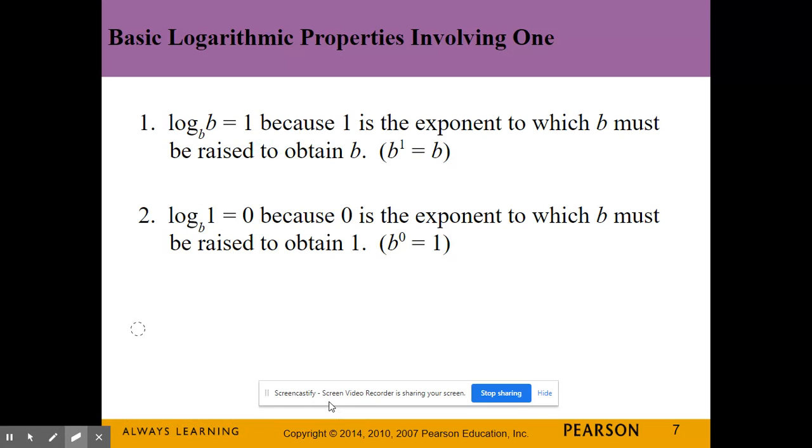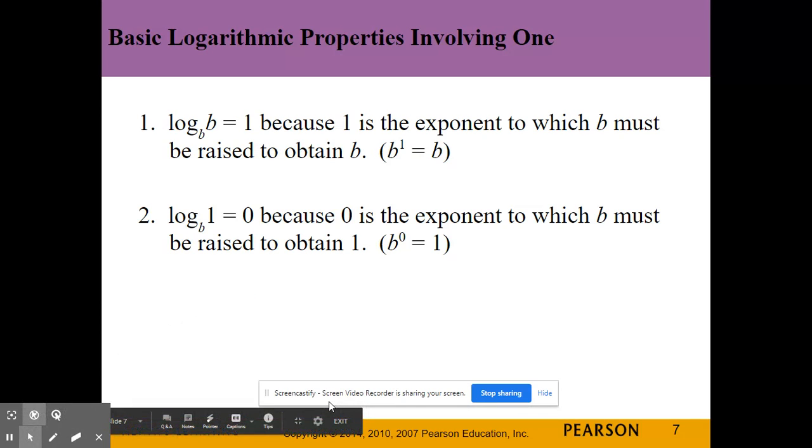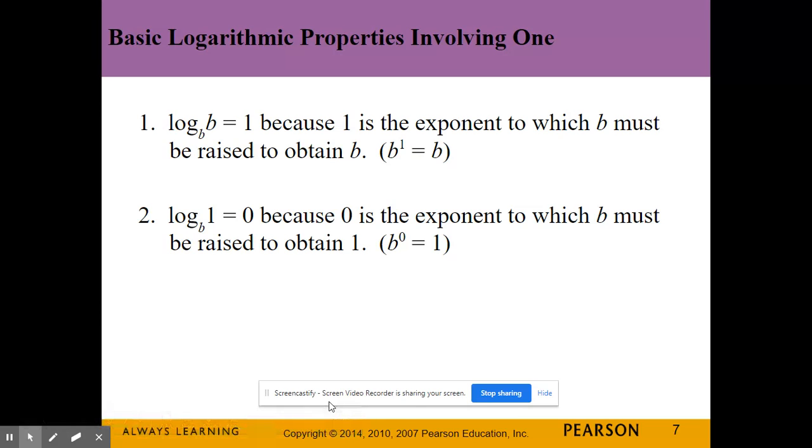Some basic log properties now. Log base b of b equals 1 because 1 is the exponent that you put on the base b to have it end up being b. So b to the power of 1 is equal to b. So that's why if the base and what you're taking the log of are the same, it evaluates to 1. If this number is 1, it doesn't matter what the base is. The exponent you put on anything to get 1 is 0. So this one, log base b of 1, would evaluate to 0. It doesn't matter what b is.